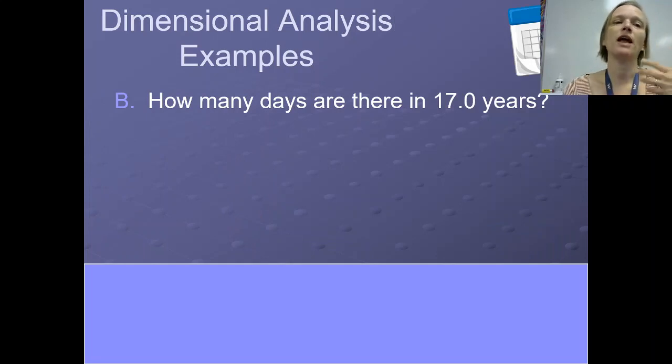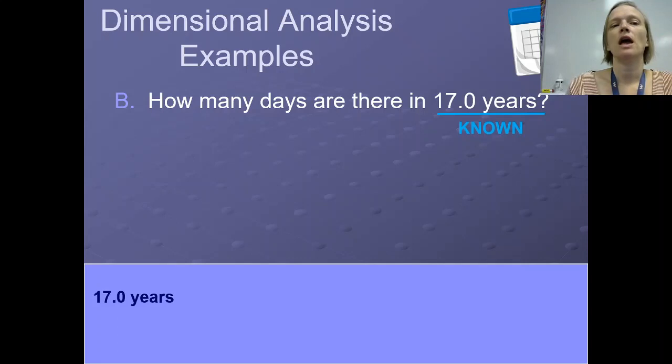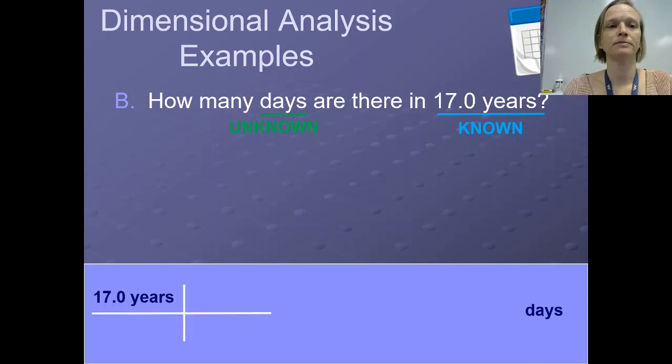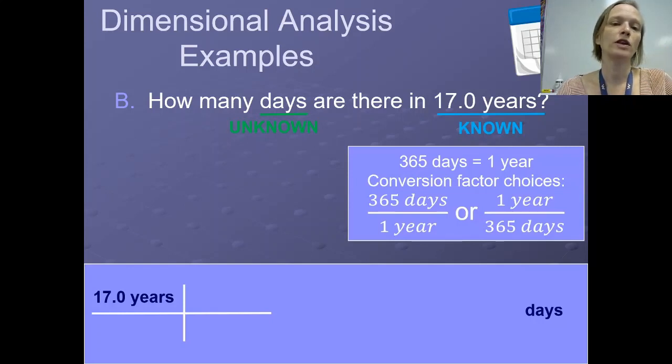Okay, let's do another example. How many days are there in 17.0 years? Our known is 17.0 years, and what we want to find out, our unknown, is how many days we have. So I'm going to write days at the end, 17.0 years at the beginning. Step 2, I'm going to insert the dimensional analysis lines. Step 3, I need a conversion factor. Hopefully you know that there are 365 days in 1 year.